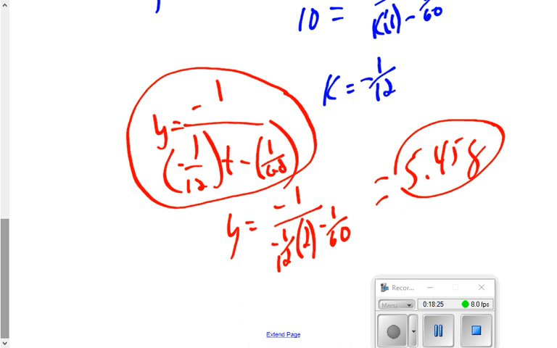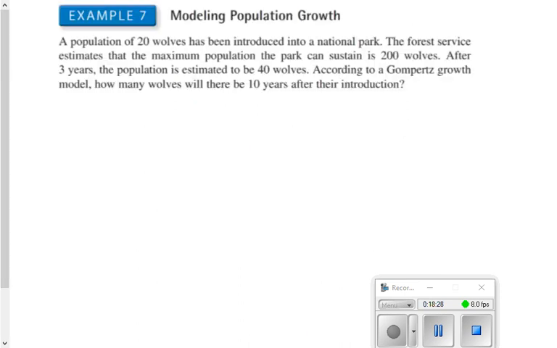Number 7, don't worry about that. I meant to take it off and I forgot. Gompertz. We're not doing Gompertz, so don't worry about Gompertz. You don't need to know that for the AP test. Definitely don't worry about 7.